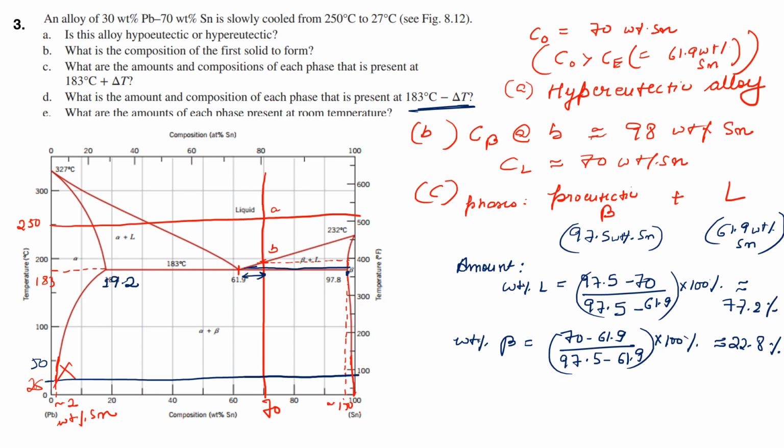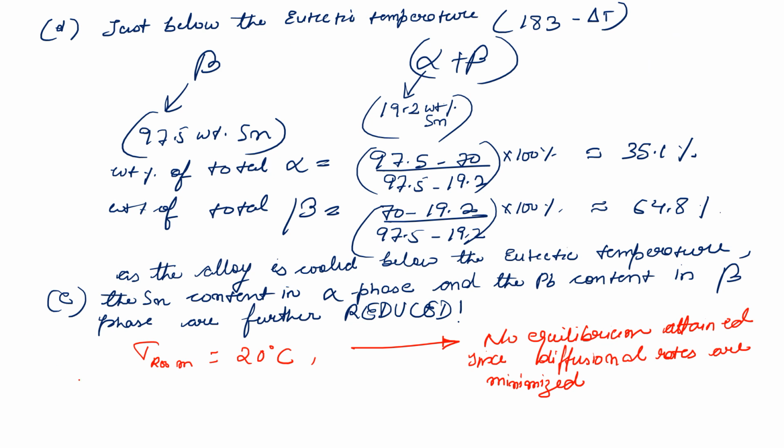Approximately 100, right, at this 25 degrees centigrade. So weight percentage we can get by an approximation. The weight percentage of total alpha can be given by 100, because we have approximated it as 100, minus 70, which is my composition right now, divided by 100 minus 2, into 100%. That should give me 30.6%.